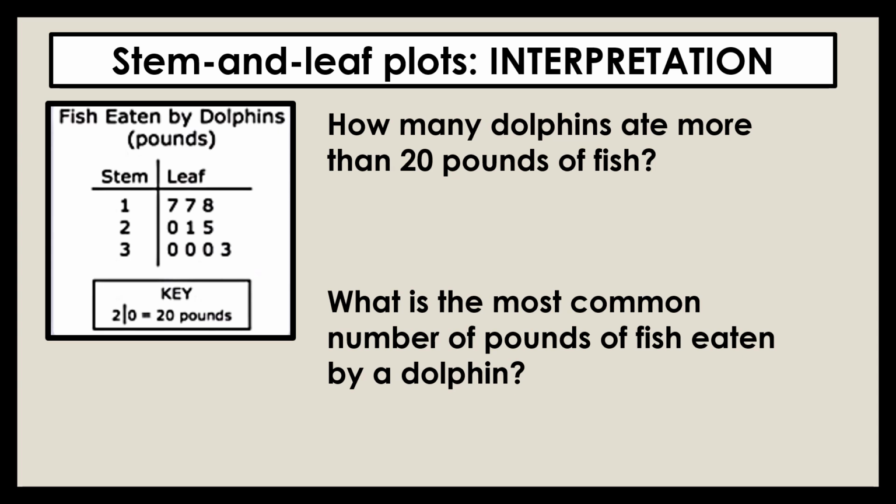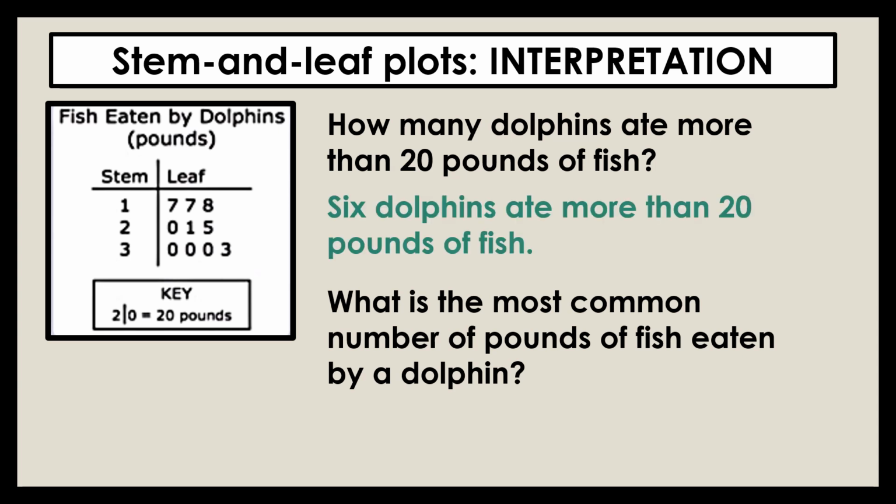So we look at our stem and leaf plot and we find the values that are more than 20. 21, 25, 30, 30, 30, and 33. There were 6 dolphins that ate more than 20 pounds of fish.